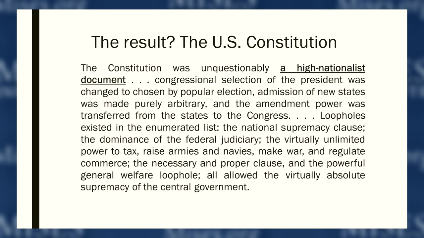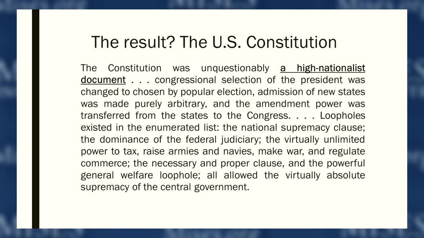And then he goes through various things. He says, congressional selection of the president was changed to popular election, actually to weaken the power of the states and indirectly the people. Admission of new states was made purely arbitrary. Okay, this was to keep the eastern states in domination. The amendment power was transferred from the states to the Congress to basically keep the federal government in control of amendments. And then loopholes existed in the enumerated list.